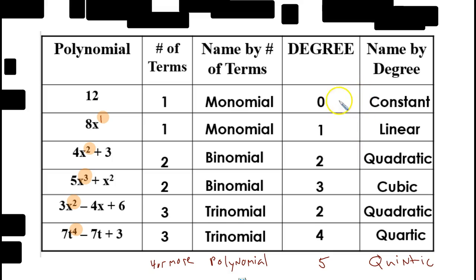The same thing with degree. We have special names for degree of 0, 1, 2, 3, 4, and 5. And anything bigger than 5, or anything with a degree larger than 5, we're not going to give it a special name. We're just going to call it a polynomial of degree greater than 5 or something like that. And you probably won't see many of those. You'll probably be able to classify them pretty easily.